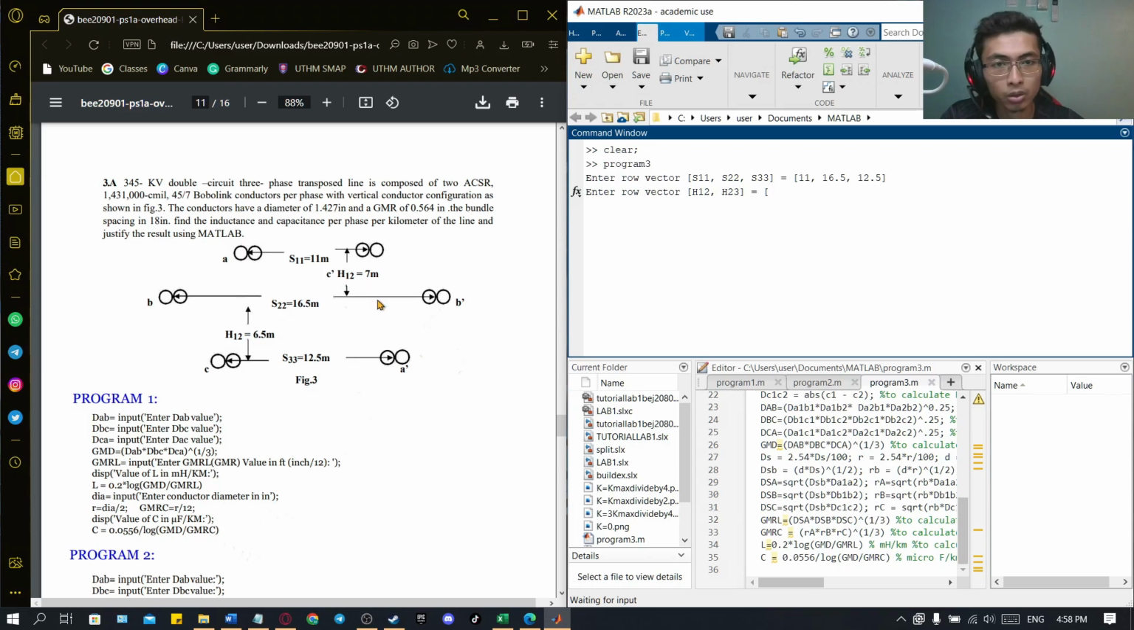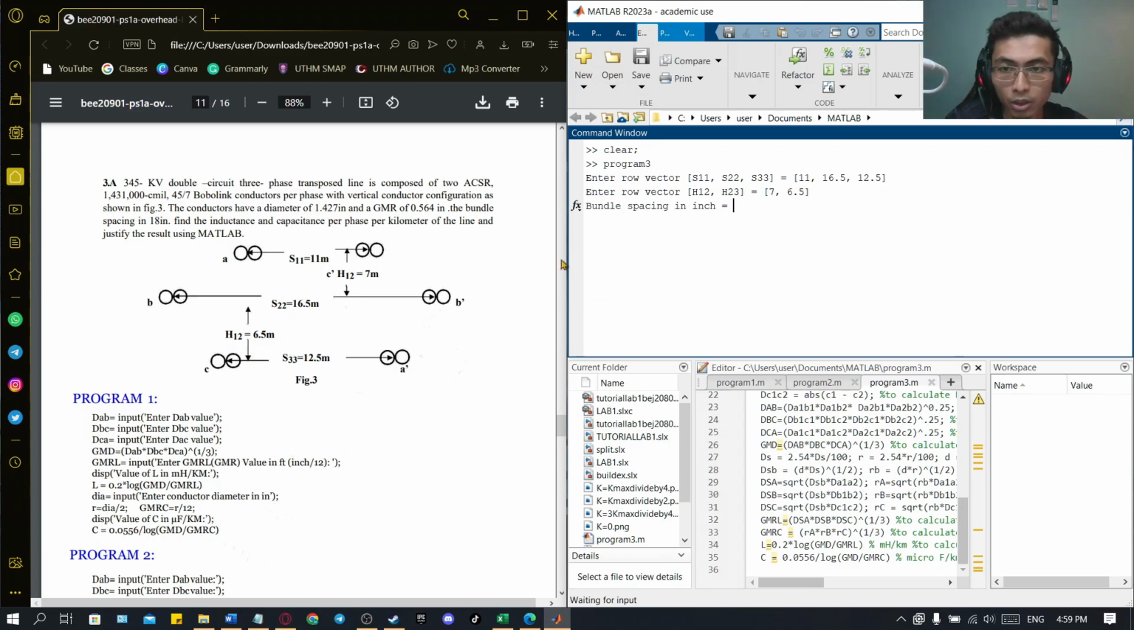For the row vector H12, it is already concluded that H12 is 7 meters, and for H23, where you add both of them, no, this is the wrong one. This is supposed to be H23, which is 6.5.